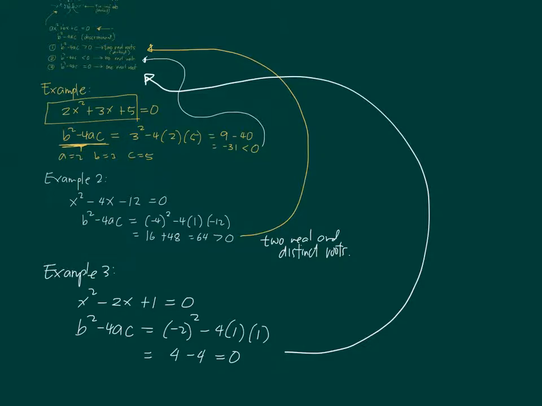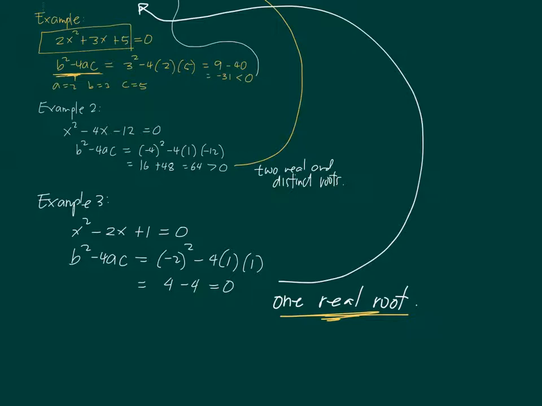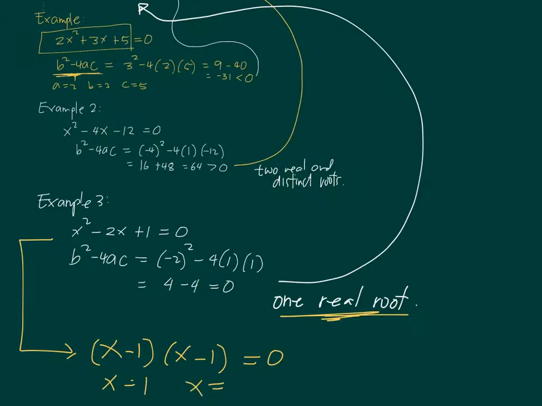Okay, so we say that there's only one real root. Okay, so that's how you determine the nature of the roots. It's just one real root. Now, just to show you, if you factor this, it will be x minus 1 times x minus 1 equal to 0. And you would say x equals 1 and x equals 1.